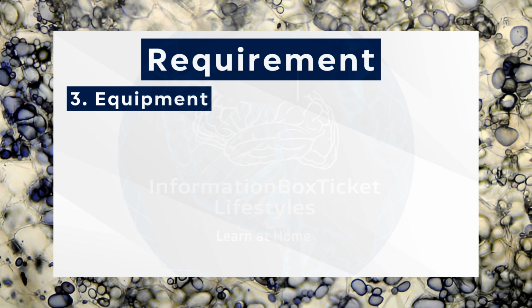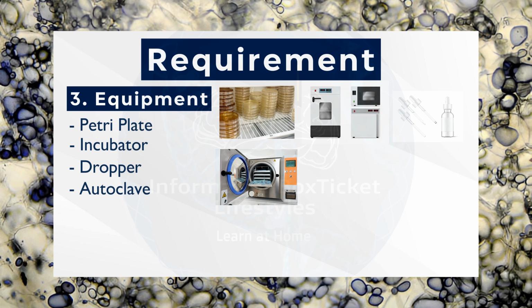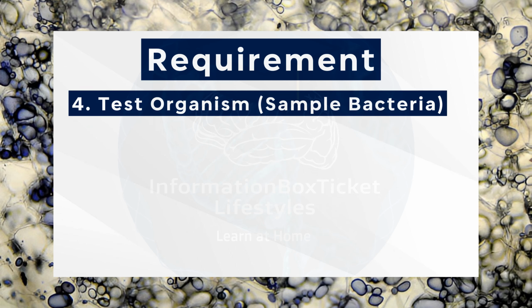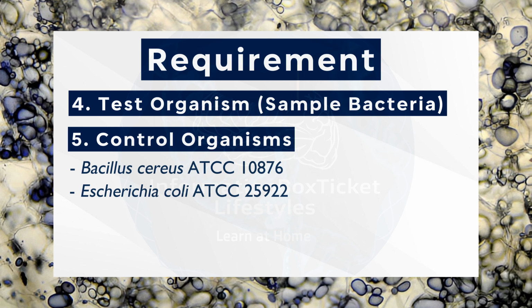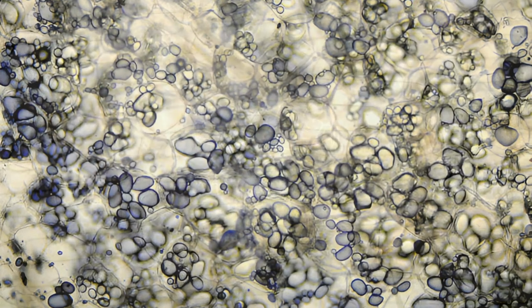3. Equipment: Petri plate, incubator, dropper, autoclave, Bunsen burner, weighing machine, inoculating loop. 4. Test organism, sample bacteria. 5. Control organisms: Bacillus cereus, ATCC 10876, E. coli, ATCC 25922, Streptococcus bovis, ATCC 33317, Staphylococcus aureus, ATCC 25923.